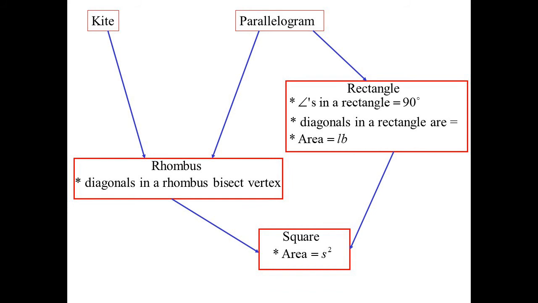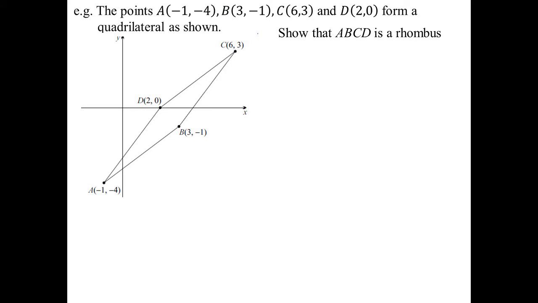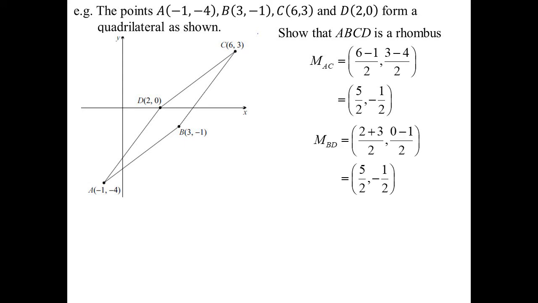All right, so let's have a look at a question here. We've been given 4 points. They form a quadrilateral. We want to show the shape's a rhombus. So we've got to pull out some facts we know about a rhombus. So I'm going to find the midpoint of AC. Turns out to be 5 on 2 minus a half. I'm also going to find the midpoint of BD. And I notice the midpoints are the same. So that's telling me the diagonals bisect each other. Well, that's enough to tell me that the shape is a parallelogram.